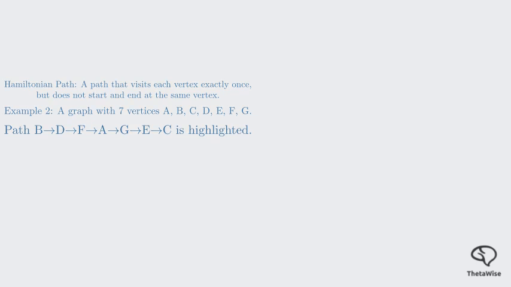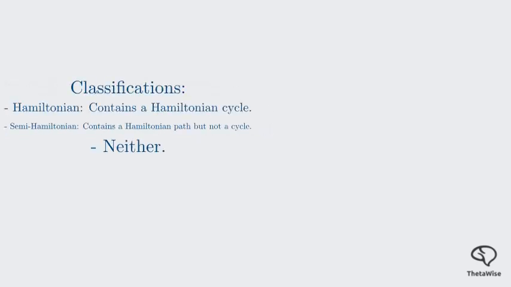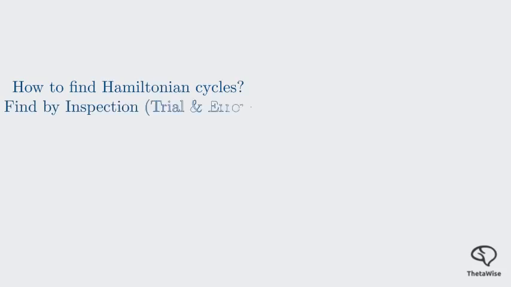Finally, we can classify graphs as Hamiltonian, semi-Hamiltonian, or neither. A graph is Hamiltonian if it contains a cycle. It's semi-Hamiltonian if it has a path but not a cycle. If it has neither, it's just a regular graph. Finding Hamiltonian cycles is much more difficult than finding Eulerian circuits. Unlike Eulerian circuits, there isn't a simple theorem based on vertex degrees. Currently, for any graph, we don't have a quick way to test if it's Hamiltonian. The standard method is simply trial and error, or inspection.